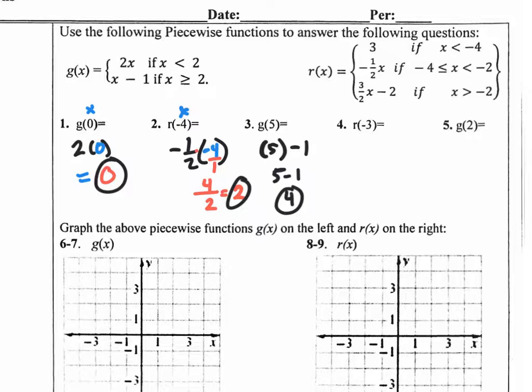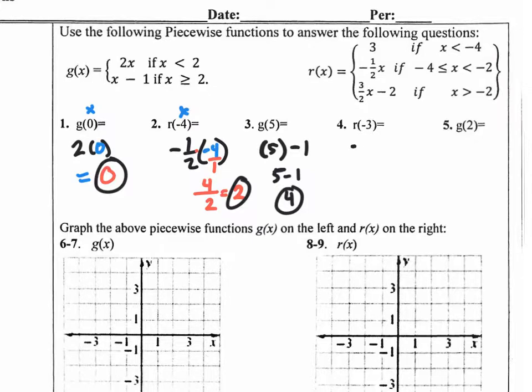We're going to plug in negative 3 into the r function, which is right here, but we need to know where to plug it in. Negative 3 is not less than negative 4. Negative 3 is between negative 4 and negative 2 on the number line, so it satisfies it. We need to use this one. Negative 3 is definitely not greater than negative 2, so it works right here, so we need to use this one. Let's rewrite it, negative 1/2 times parentheses instead of x.